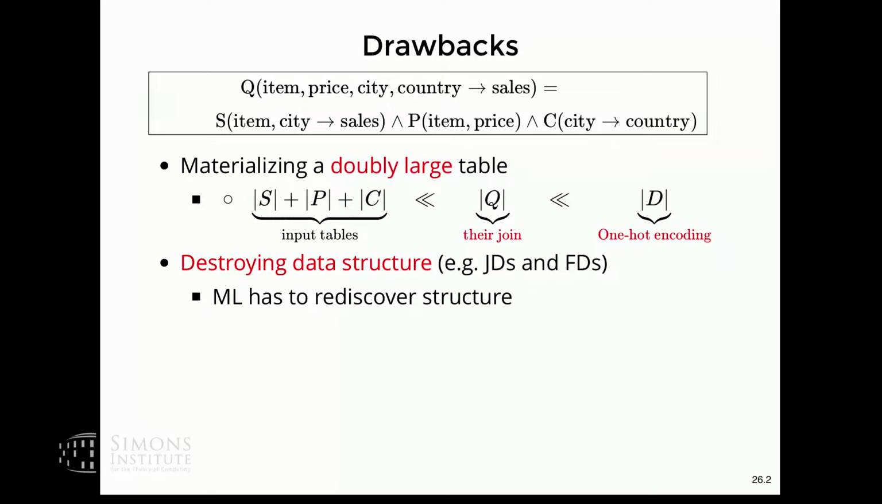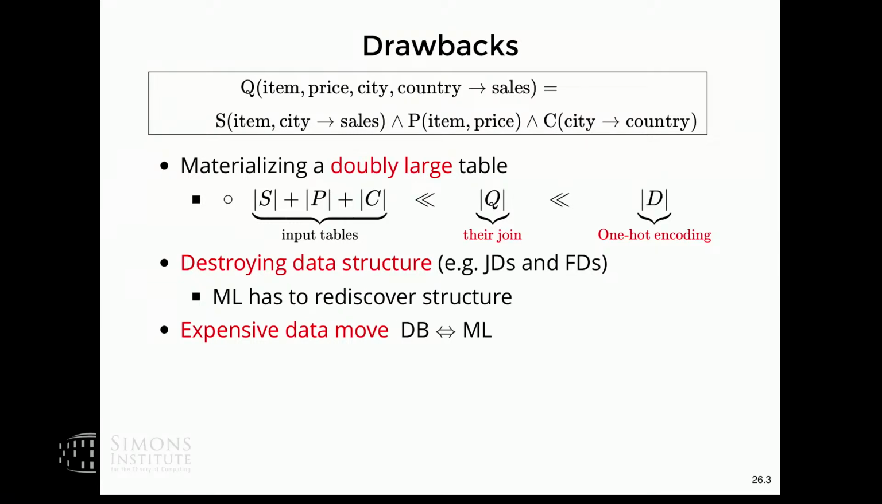And we are also destroying the data structure, because once we compute the matrix data and feed it to the machine learning algorithm, the algorithm has no access to what these features represent or where they came from. It will lose access to the join dependencies and functional dependencies in the data, and it will have to do some extra work to rediscover those dependencies.